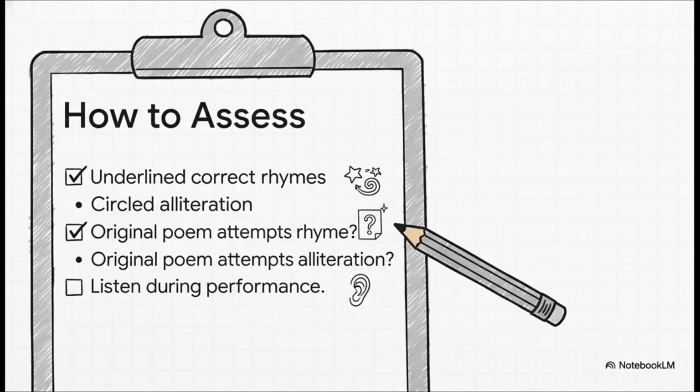Assessing their work is actually pretty straightforward. We can use their worksheet as a quick check. Did they underline the right rhymes? Did they circle the alliteration in the snail poem? And then we look at their original poem. And listen, we're not looking for a masterpiece here. We're looking for the attempt. Did they try to use a rhyming pair or a little alliteration? That shows us they're on their way to getting it.